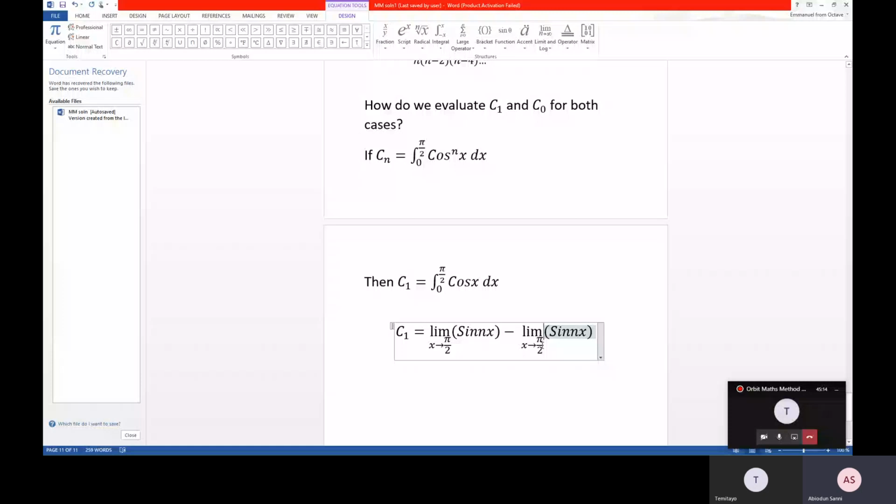We can do it like this. So going back to the question again, since Cn is this, what is C0? It means when n is 0, if I put n as 0 here, cos 0 equals 1.